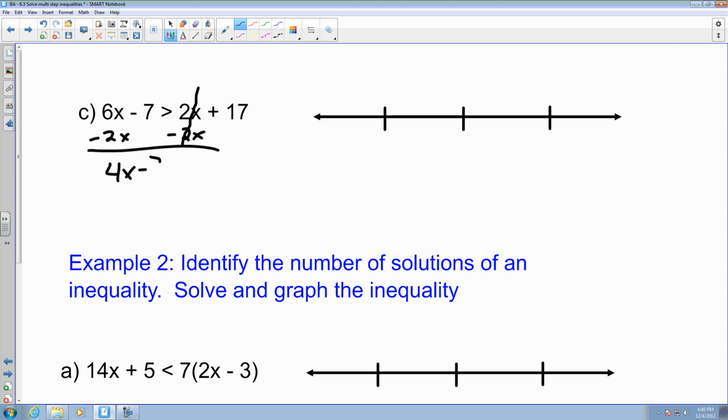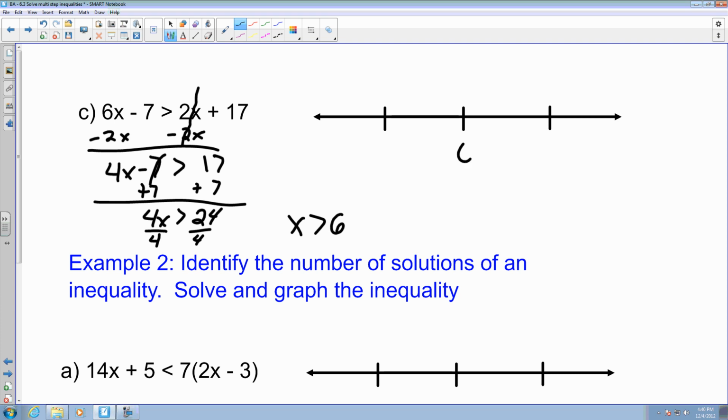So now I'm going to drop down my minus 7, which is greater than 17. I'm going to add 7 to both sides, so that cancels that out, and that leaves me with 4x is greater than 24. Now all I gotta do is divide both sides by 4, which then gives me x is greater than 6. So I have 6, 7, and 5. As I graph my inequality, it is an open circle, and I'm shading the right-hand side of my number line.